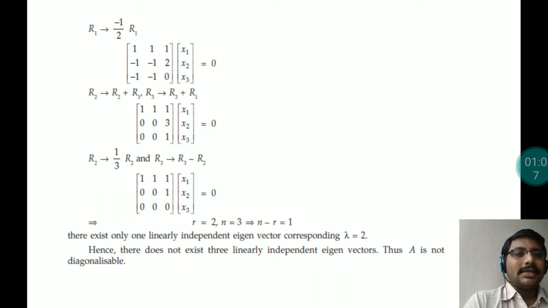Hence there do not exist 3 linearly independent eigenvectors. I have already told this in the working rule. Here the 3 linearly independent eigenvectors must exist, then only A is diagonalizable. Here only one linearly independent eigenvector exists, so A is not diagonalizable.